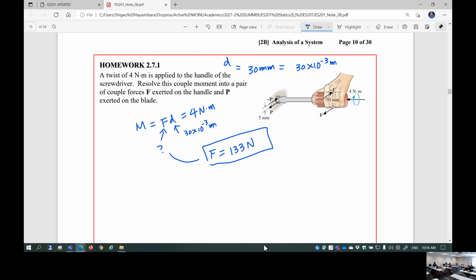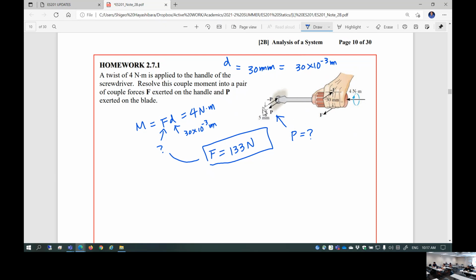Any question? It also asks for the moment and P exerted on the blade. So would the 4 Newton meters still be the same? Do you think P is still 4 Newton meter? I would say yes. No, P is a force. The moment is the same, but P is not.